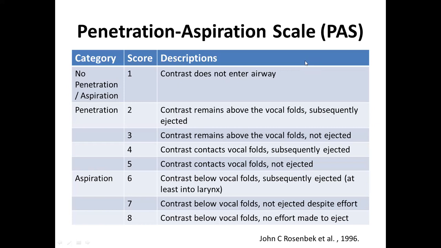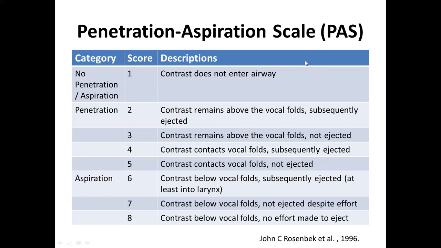And the score of 4 is given where contrast is in contact with the vocal cords and is easily ejected with the cough reflex. And the score of 5 means the contrast is in contact with the vocal cords and cannot be ejected, posing a threat of aspiration, because contrast can easily progress to the trachea.